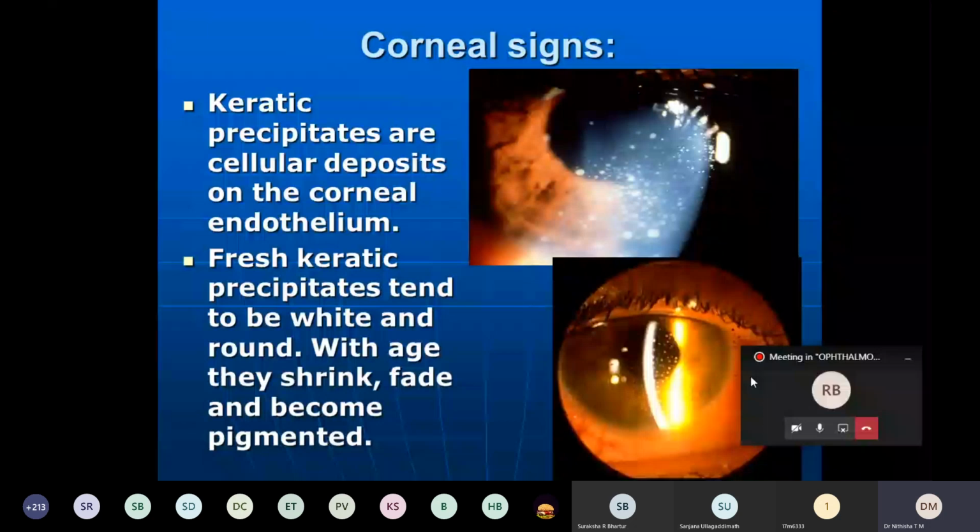What are the granulomatous uveitis? That is seen in cases of tuberculosis, leprosy, sarcoidosis. Okay, in the right hand side you can see those KPs. Inferiorly, in the above figure you can see small to medium size. Inferiorly in the picture you can see there are small KPs.